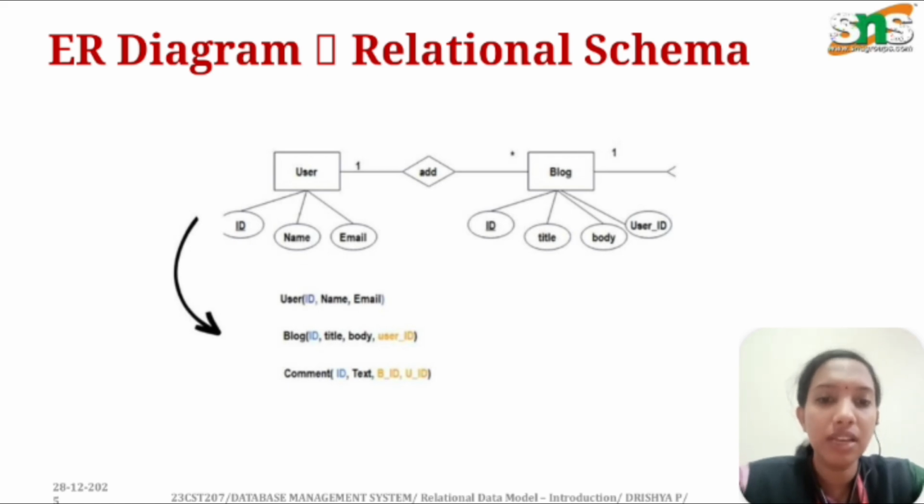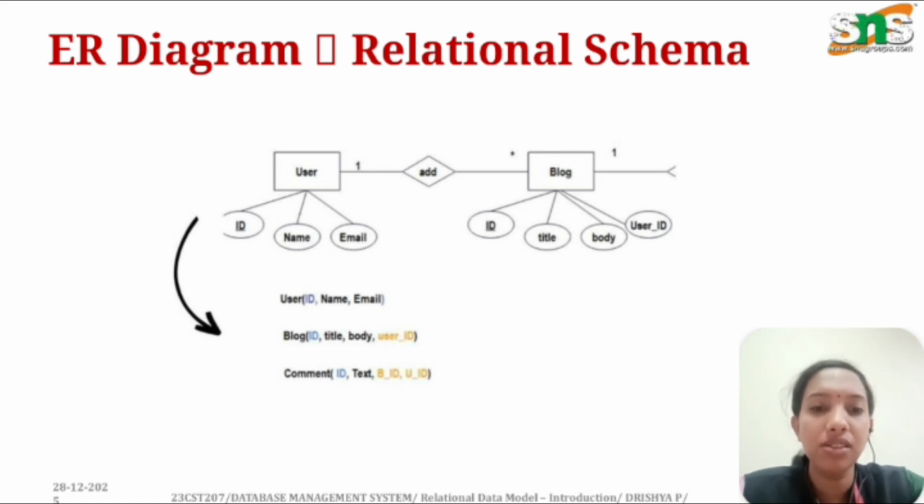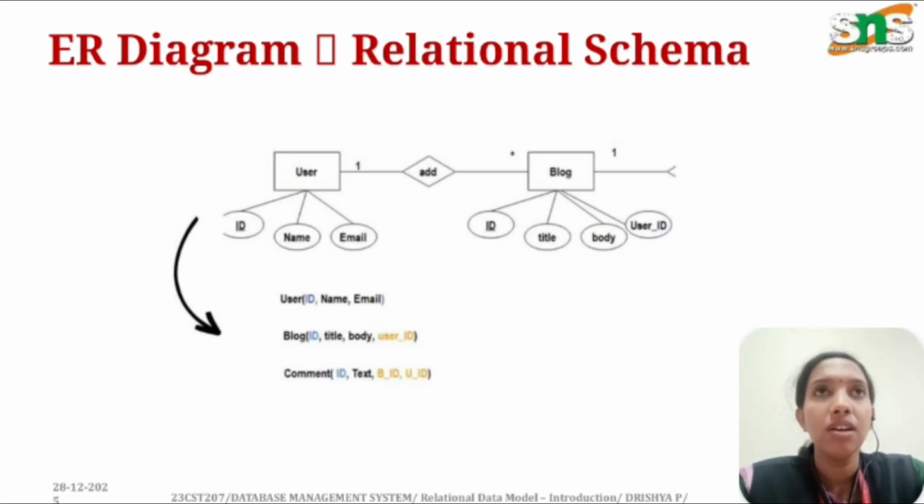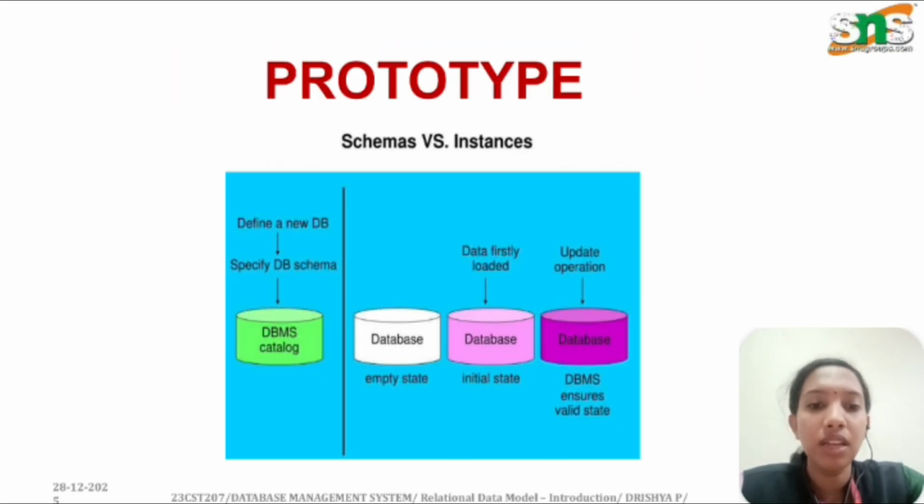Then next is ER diagram. ER diagram or relational schema. In an ER diagram, the rectangle represents the entity, the ellipse is the attribute, and the diamond shape is the relation. The writing is cardinality. We will explain this clearly in the next video. Then this is schema versus instances. This is the database management system catalog. Then this is the representation of the database. The cylinder structure represents the database.